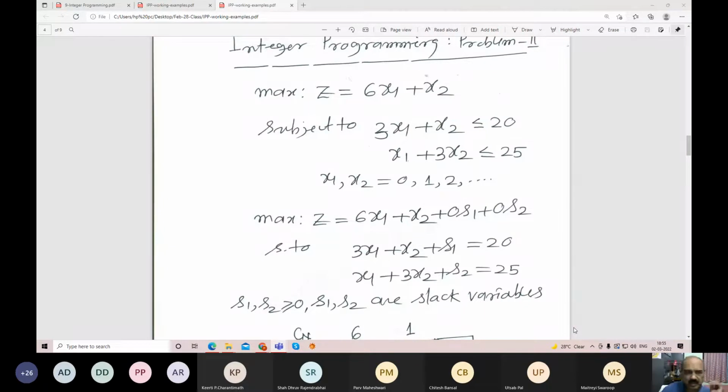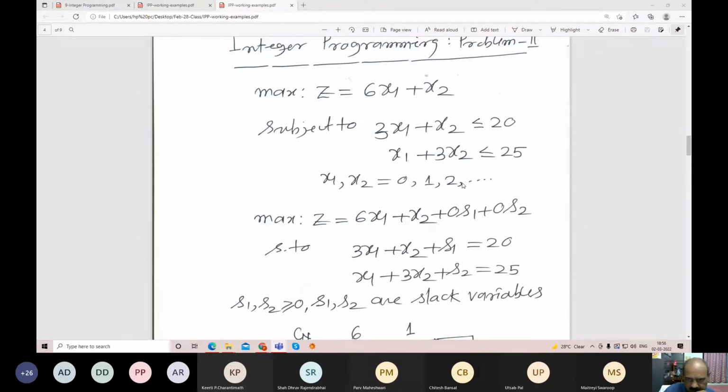The second problem: we would like to maximize z equal to 6x1 plus x2, subject to 3x1 plus x2 less than or equal to 20, x1 plus 3x2 less than or equal to 25, and x1 and x2 are non-negative integers, including 0, 1, 2, 3, etc.